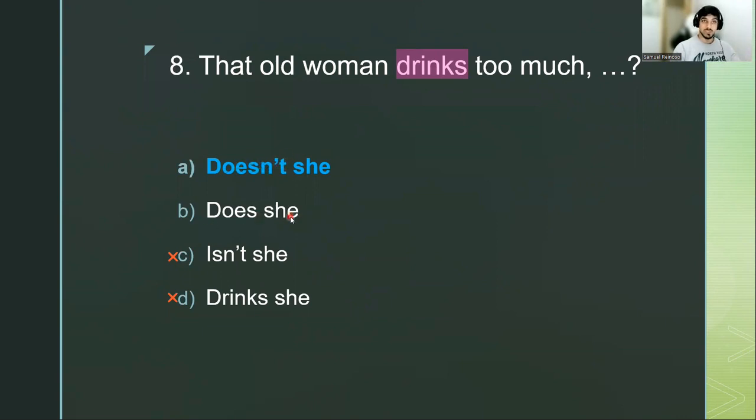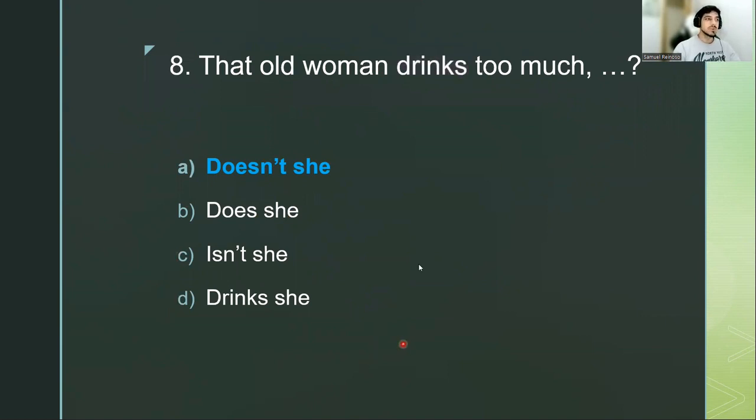Does she could be for questions, okay, but affirmative ones. Doesn't she? We need negative. Very good. So that's the answer. That old woman drinks too much. Doesn't she? ¿Verdad? Okay, great.